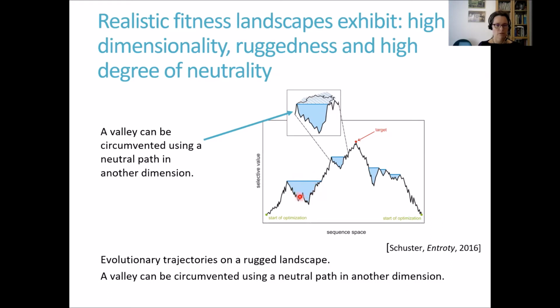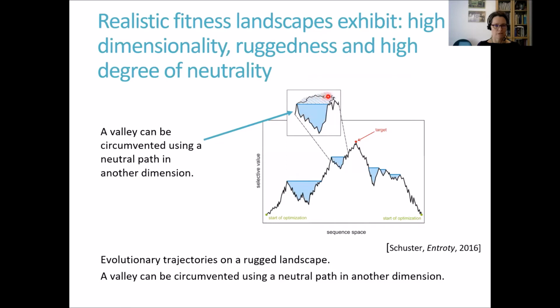We have valleys on the way, and in order to climb to the top, the population needs to cross this valley. So this thing does not exist in the simple model that I showed before. Another difference, however, is that while there is a valley in this dimension that we're looking at, because the fitness landscape is high dimensional, maybe there is no such valley in other dimensions.